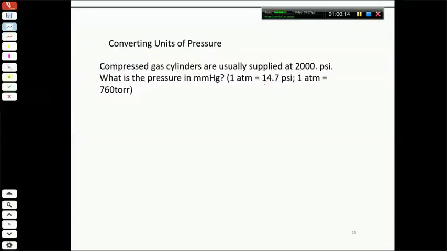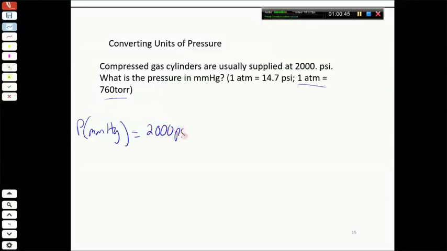1 psi is 1 pound per square inch. So this is like the English unit for pressure, the one that they use a lot of times in the UK and the United States, because we refuse to adopt the metric system. All right, so 14.7 psi is 1 atmosphere. 1 atmosphere, as we said, is 760 torr, and we just want to be able to convert these two. So if we're looking for the pressure in millimeters of mercury, our given pressure is 2,000 psi.